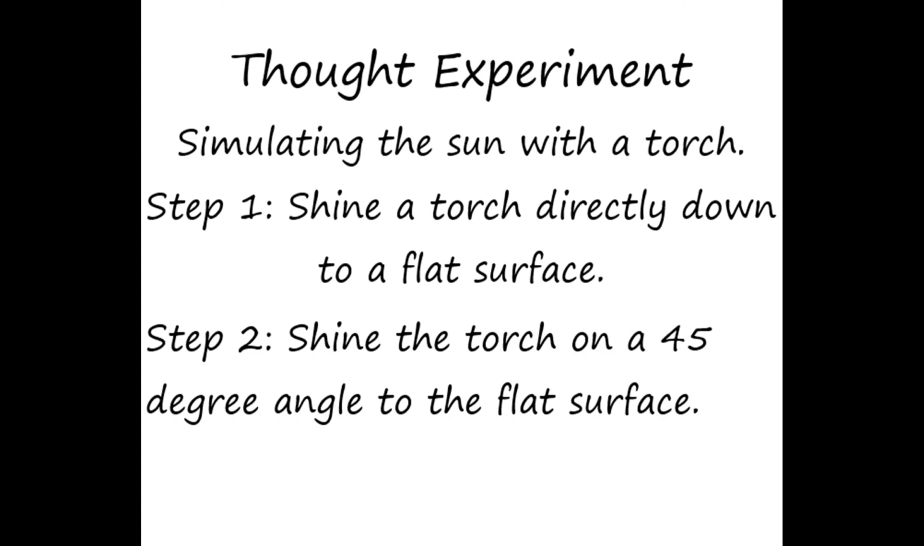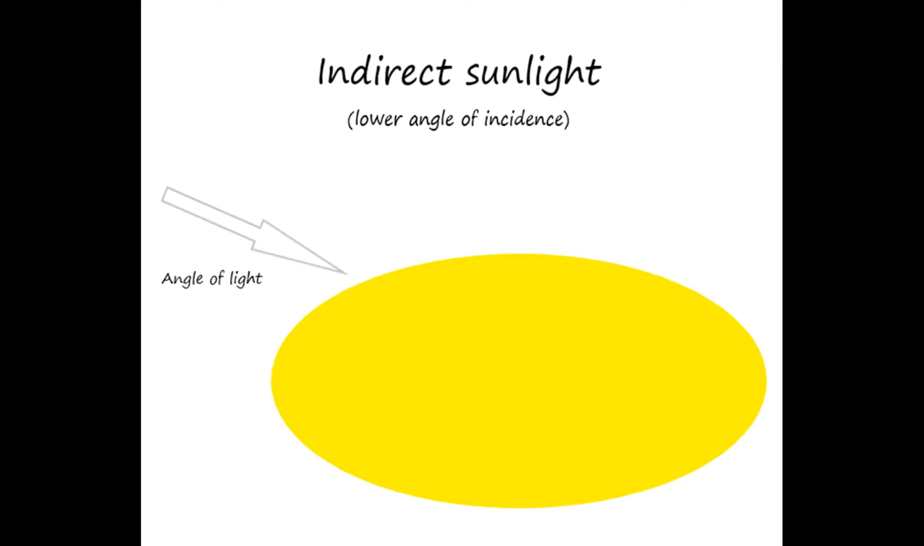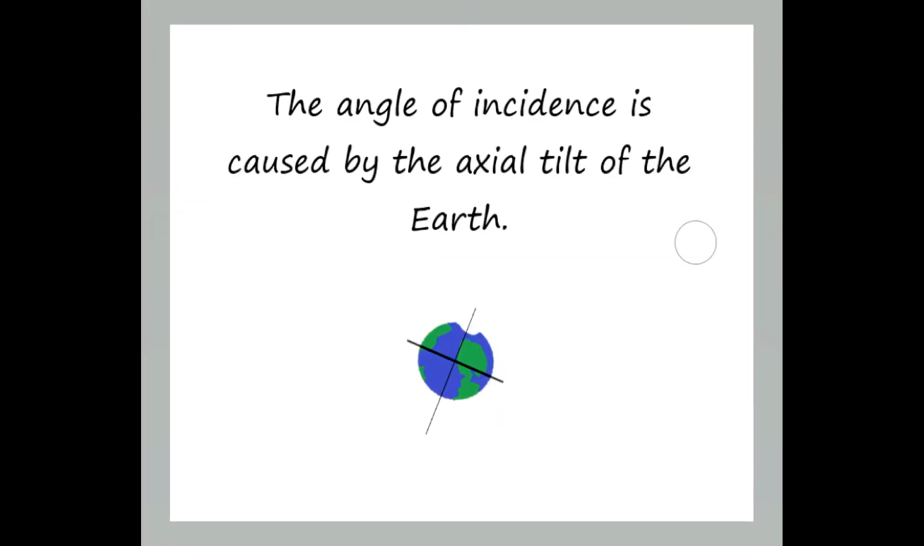For step 2, we're going to shine the torch on a 45-degree angle to the flat surface. As you can see, when we shine the light on a 45-degree angle, this creates an ellipse, not a circle. This is known as a lower angle of incidence. This angle of incidence is caused by the axial tilt of the Earth. This is 23 degrees and is the angle of the equator to the plane of our solar system.